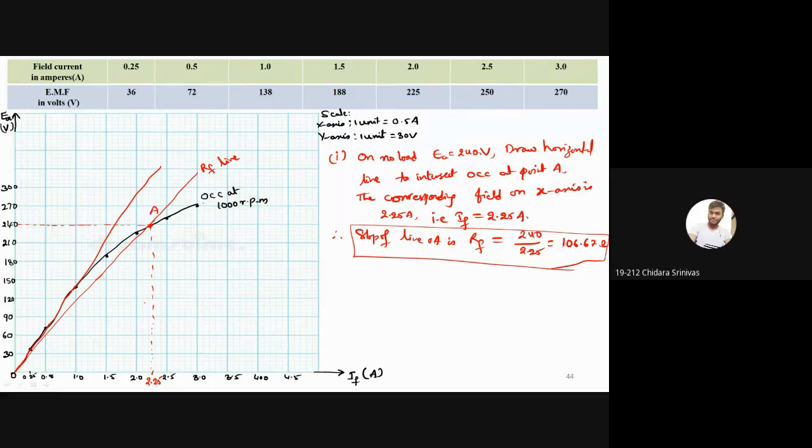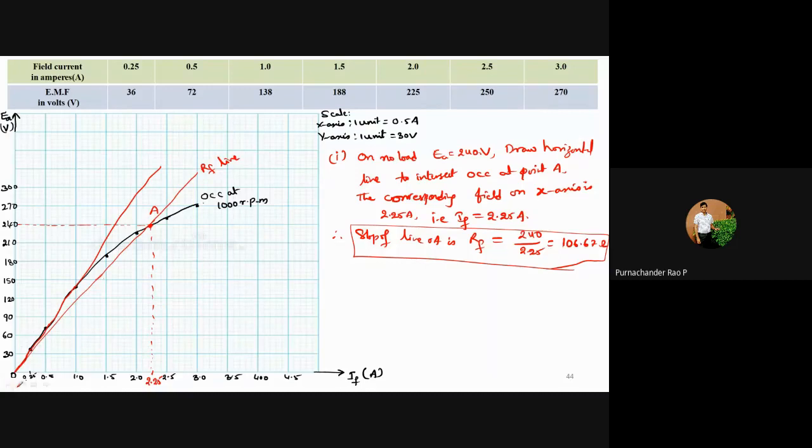Just what I'm doing here, just taking the no load voltage of 240 volts and then I am measuring the corresponding field current. That field current is 2.25. So to find the slope here, RF is equal to 240 divided by 2.25. This will give you your field resistance.